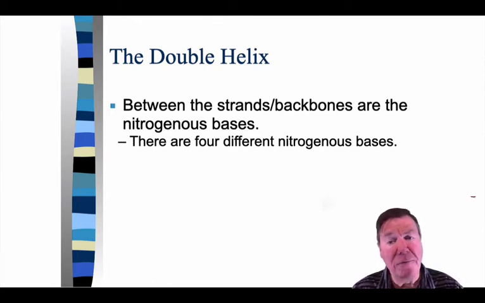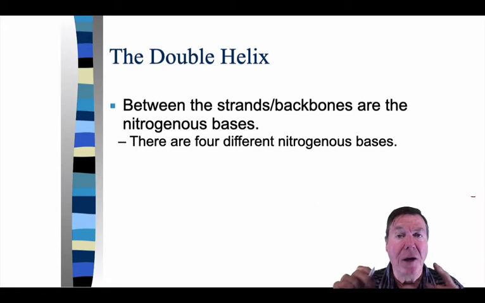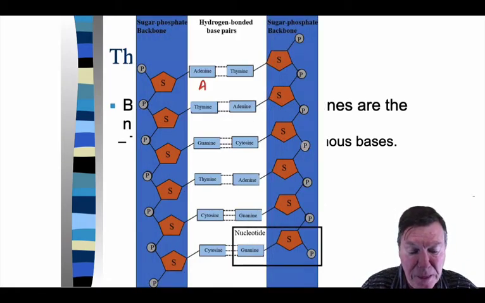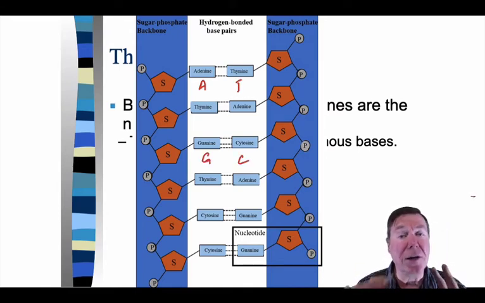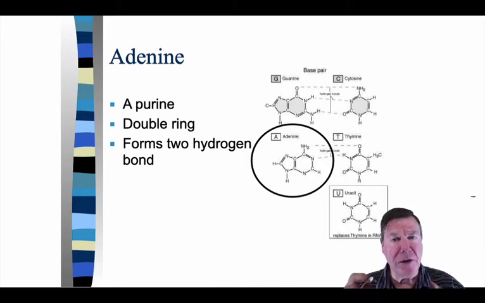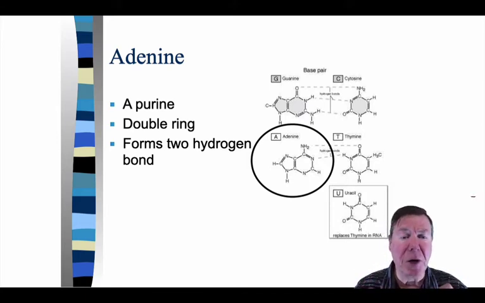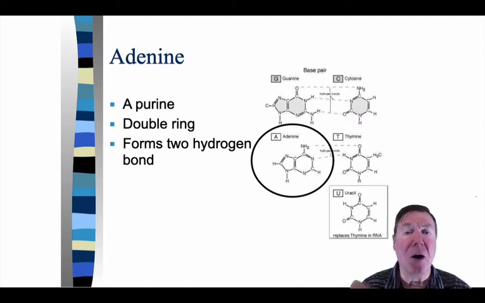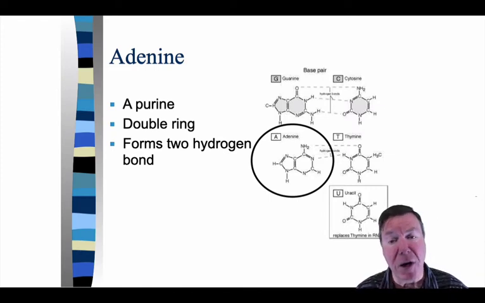Between the strands are the 4 nitrogenous bases. You're going to need to know these. So we have adenine, thymine, guanine, and cytosine. You're going to need to know the structure of these, and I've got a way to help you do that. Adenine is a purine. It's a classification of type of chemical. It has 2 rings, and again, like all the rest of the videos, you do not need to know the structure, like all the carbons and nitrogen things. You need to know that it has 2 rings, and it forms 2 hydrogen bonds.